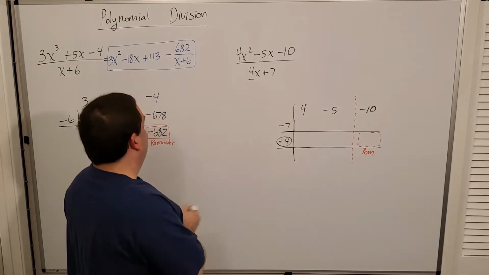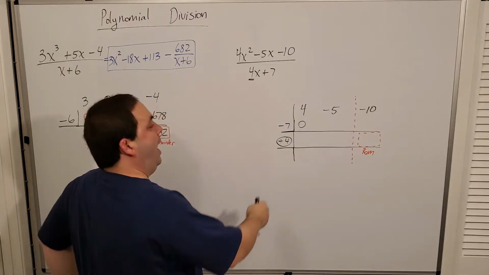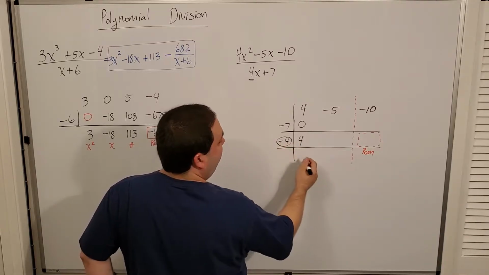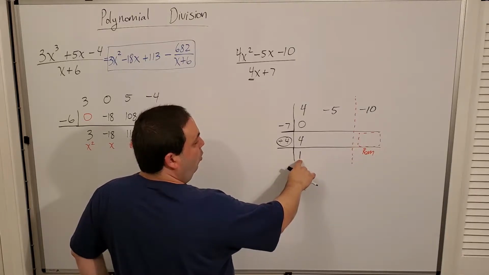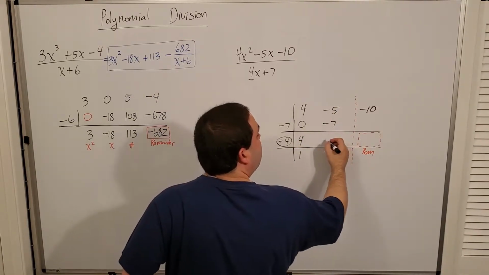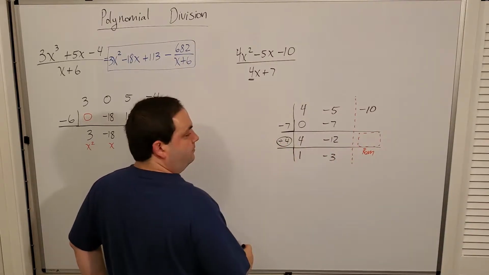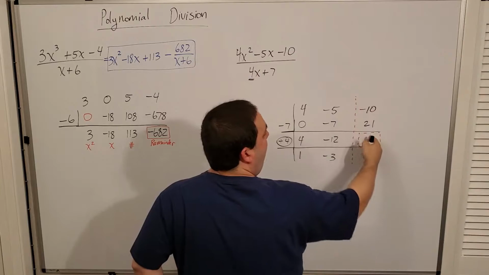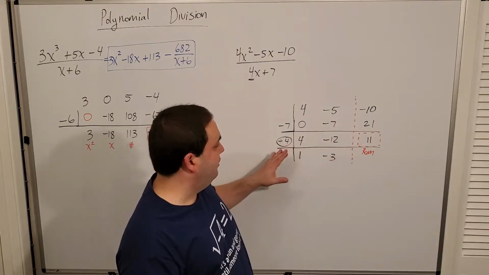Okay? So just like before, I'm going to put my 0 here because that's my displacement. Now I add. So 4 plus 0 is 4. And then I divide. 4 divided by 4 is 1. Now I come back like I did before and I do my multiplication. 1 times -7 is -7. I add. That's -12. Divide by 4, and that gives me -3. -3 times -7 gives me 21. I add to get 11. But that's in the remainder spot, so I don't do the division there.